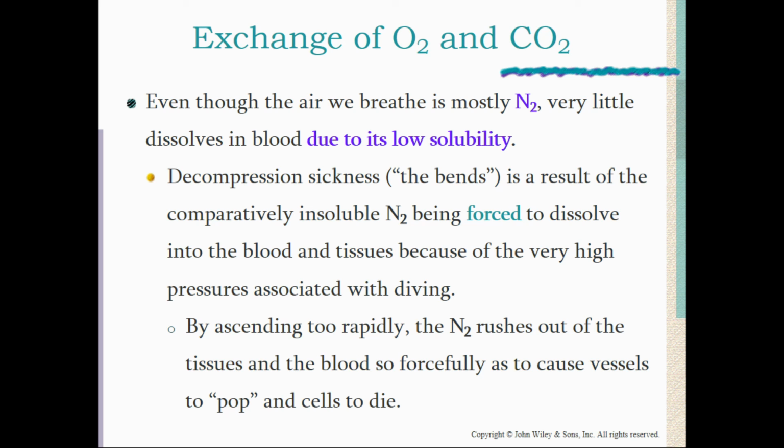So there would be lots of internal bleeding on the microscopic level, because that gas that was pushed into your blood due to the high pressure will start to bubble out, and there's no room for it. And in those small capillaries, they begin to rupture.